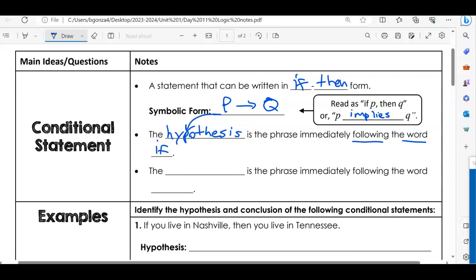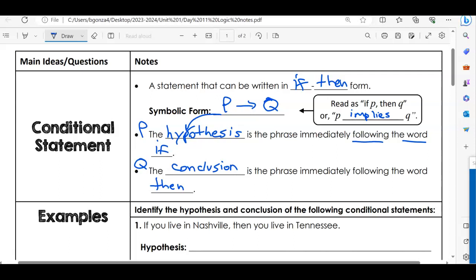Then the last part kind of makes sense. It's called the conclusion. It's at the end. You all know conclusions are usually at the end, right? So the conclusion follows the word then. After the word then is your conclusion. So P is the hypothesis, Q is the conclusion. Conclusion does not have a Q in it, obviously, but it kind of sounds like a Q if you really stretch it and squint your eyes. So hypothesis is P, conclusion is Q.